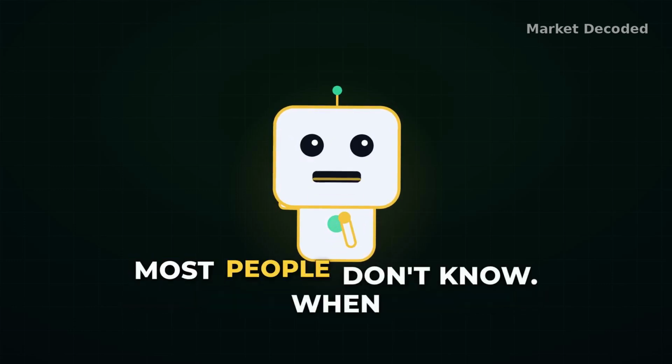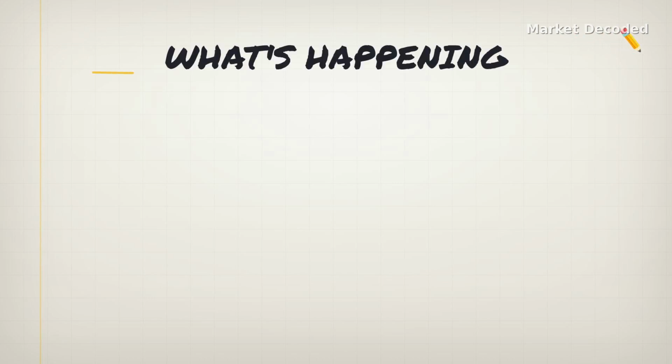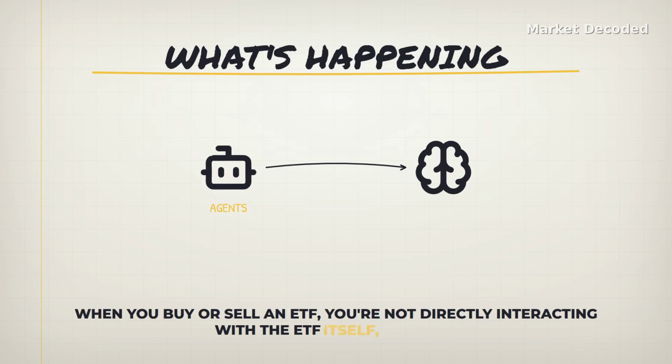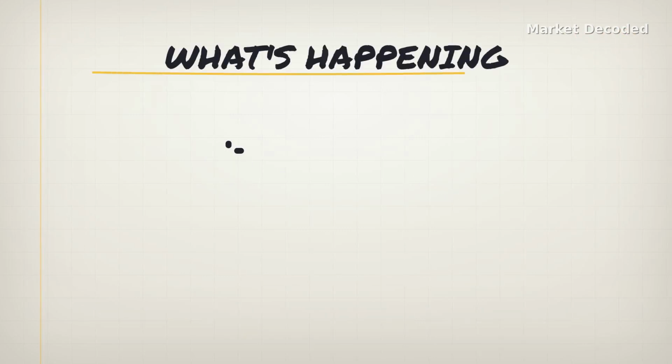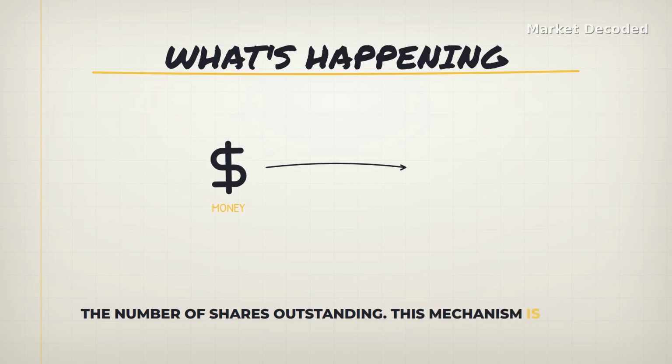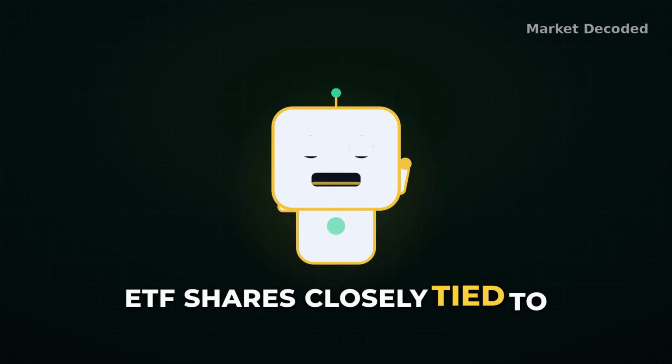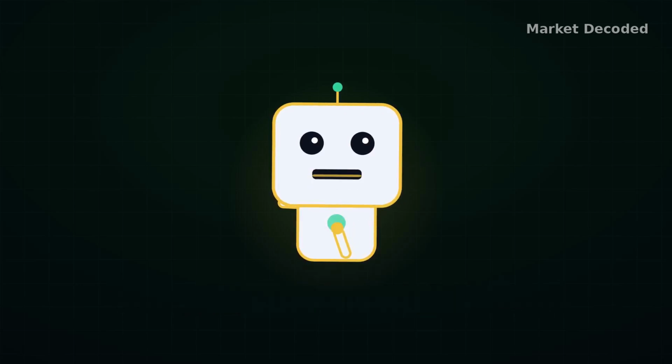Here's the part most people don't know. When you buy or sell an ETF, you're not directly interacting with the ETF itself, but rather with one of these authorized participants, who then work with the ETF's issuer to adjust the number of shares outstanding. This mechanism is what prevents large deviations from the ETF's net asset value, keeping the price you pay for ETF shares closely tied to the value of its underlying assets.